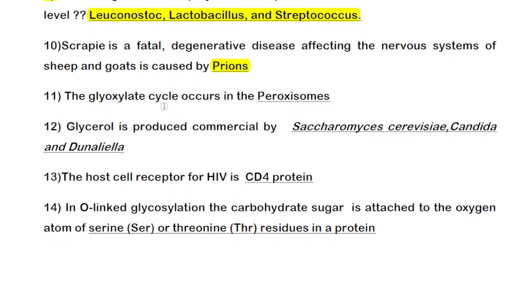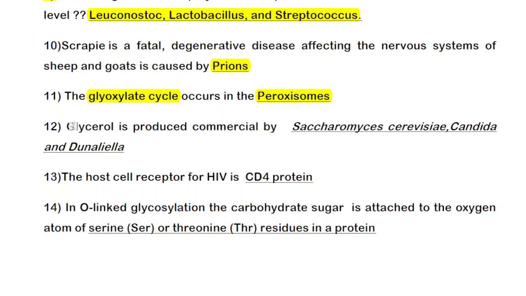11th question, glyoxylate cycle occurs in. So it takes place in peroxisome, and just tell me whether this particular cycle is present in humans and animals, because this cycle is only present in plants. So you need to tell me whether it is also present in humans and animals or not.